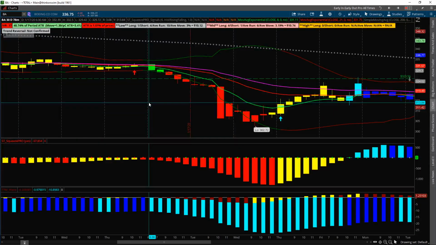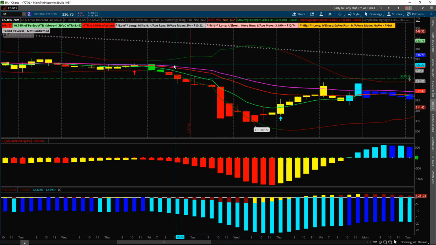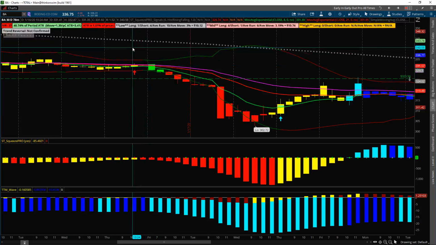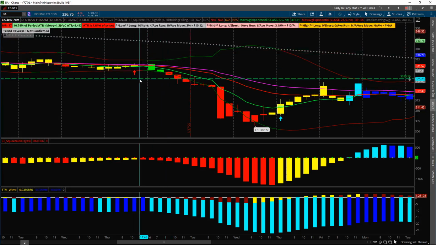So what I would look for is the 34 above the 21, and is the 21 above the 8. That means we're stacked to the downside. As you can see here, this purple line is my 34, then I got my 21, and then I got my 8. So right here, we're stacked to the downside.